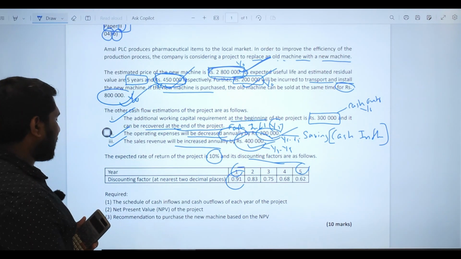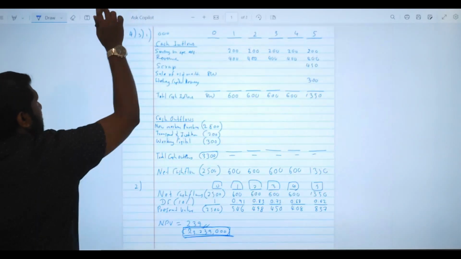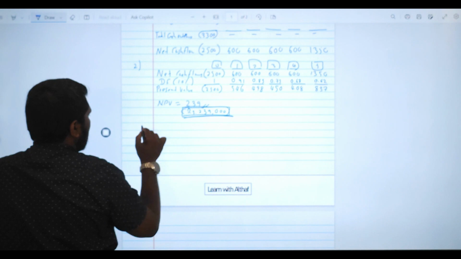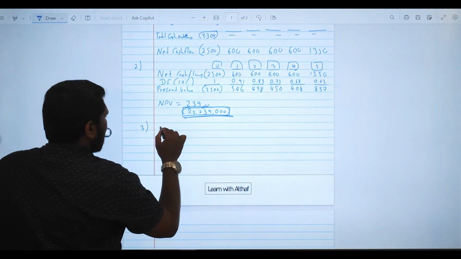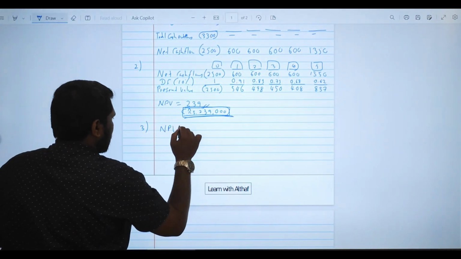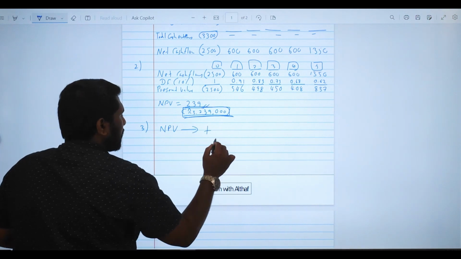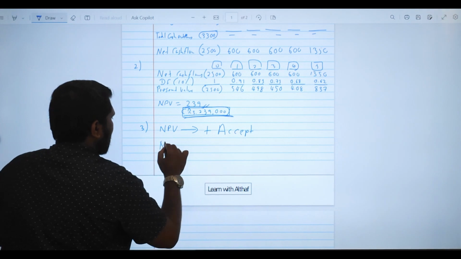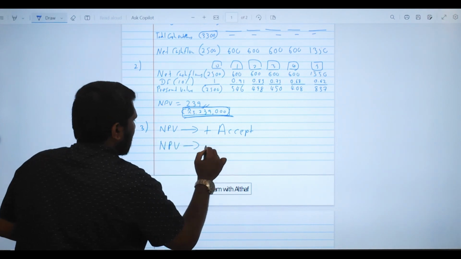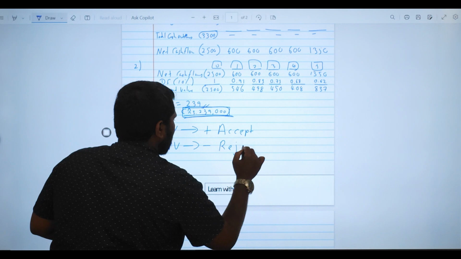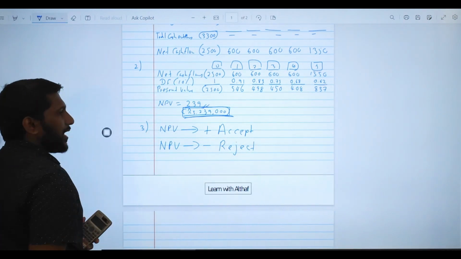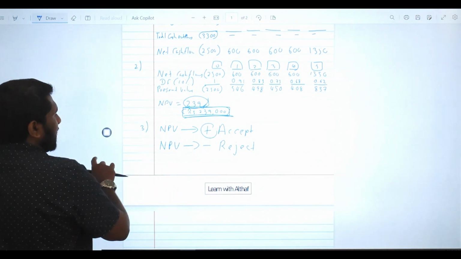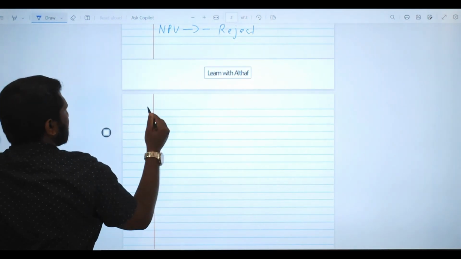Part 3, what they are asking is for us to write the recommendation. So here is a small note. If the NPV is positive, you have to accept it. If the NPV is negative, you have to reject it. In this question, your NPV is positive, 239. Then how to write the recommendation? I'll write the recommendation over here.